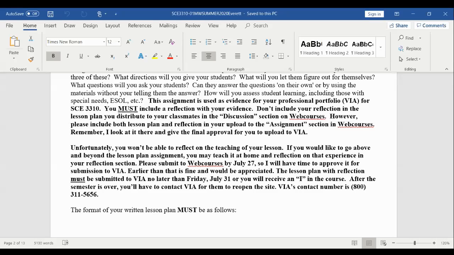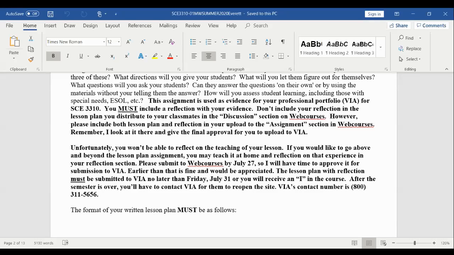Now, when you write your lesson plan, you write a reflection on planning, and in that reflection, you should include ESOL and ESE. You upload that to web courses, and that due date is July the 27th. That gives me a few days to look at it, and please, you can do it early. I would prefer it early because I have to look at about 40 of them per class, and I need to let you know that it's good to go on VIA. Once I write in the comments section on web courses, it's okay to upload to VIA.